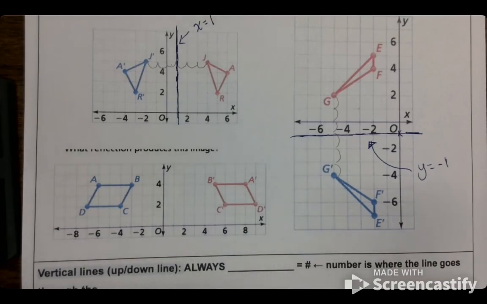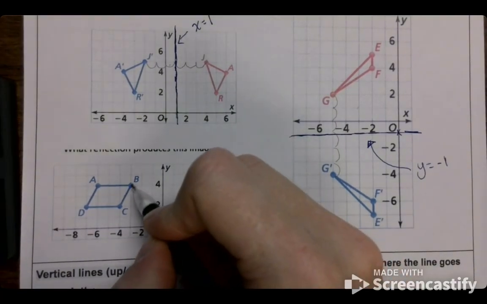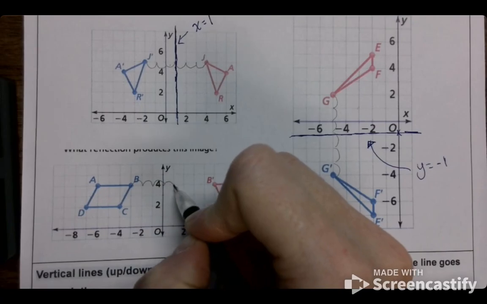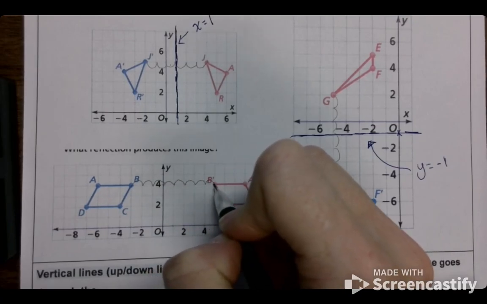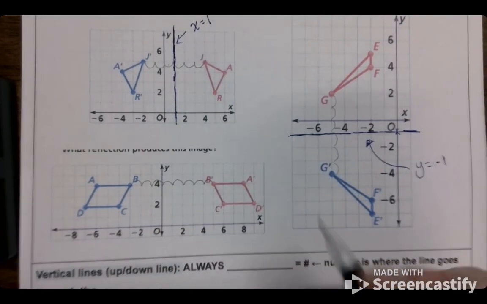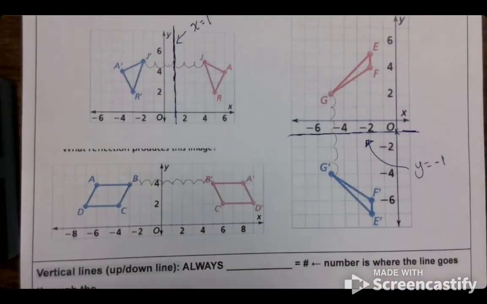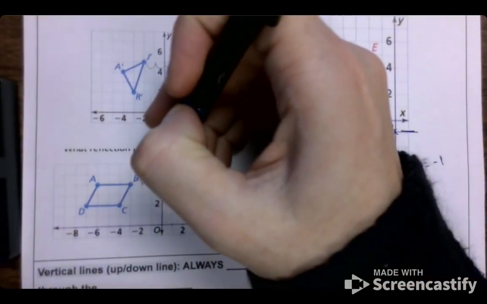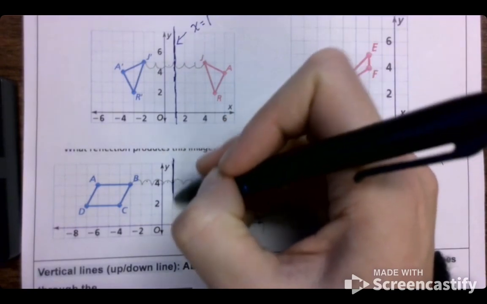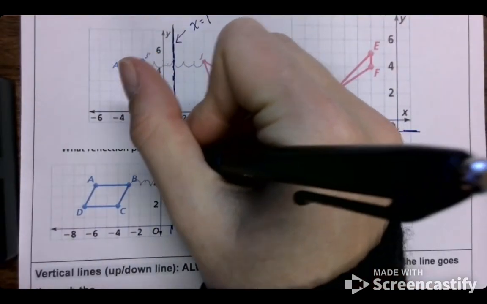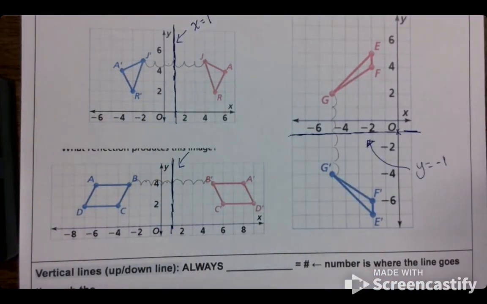So I want you to try this one yourself. Welcome back. 1, 2, 3, 4, 5, 6, 7, 8. So this one was a little bit different. So the middle of that should be 4, which would be here. So then write your line of reflection.